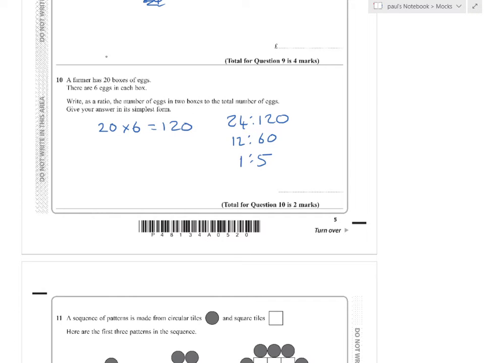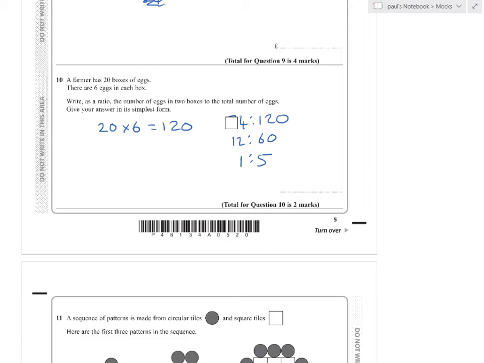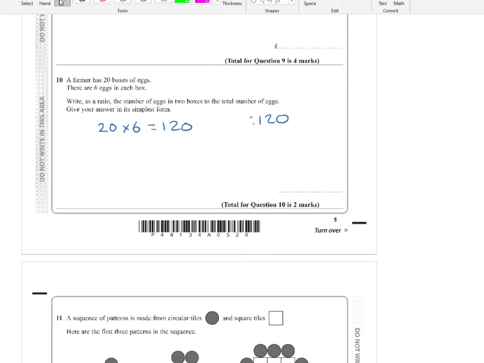2 boxes of eggs have only got 12 in it, haven't they? I thought there was a dozen eggs in a box. Two boxes of eggs have only got 12 in it, so it's 1 to 10.